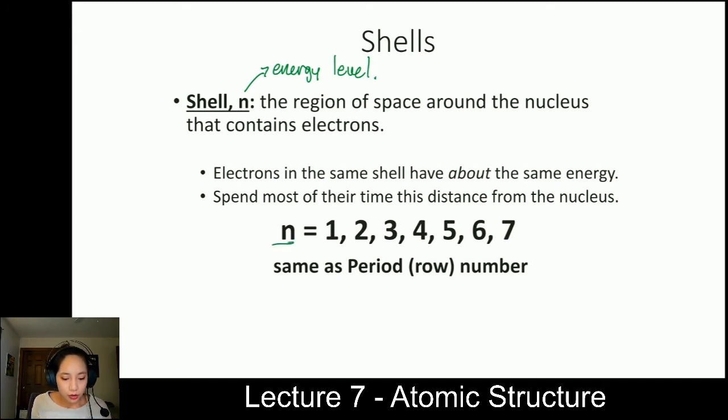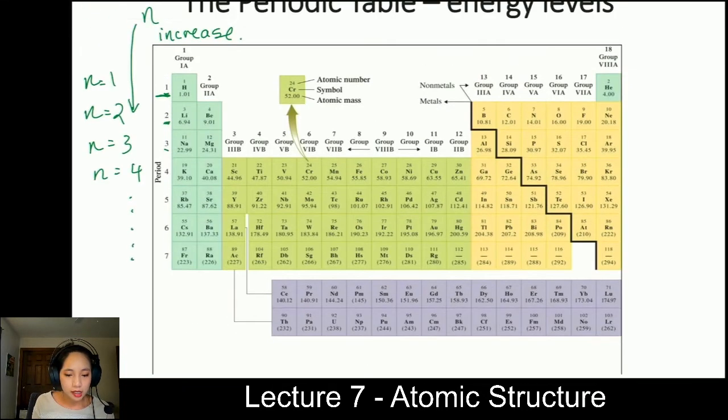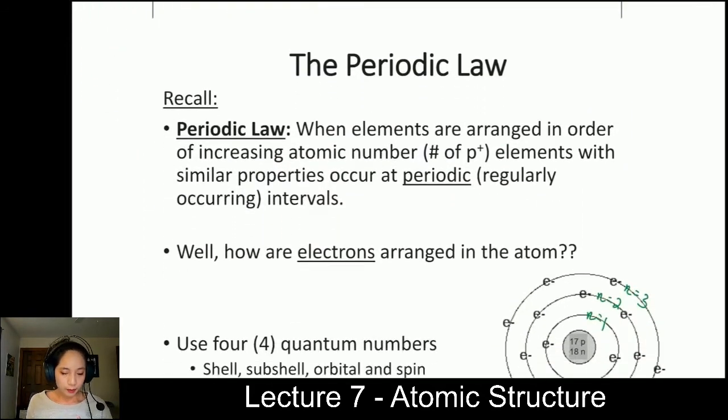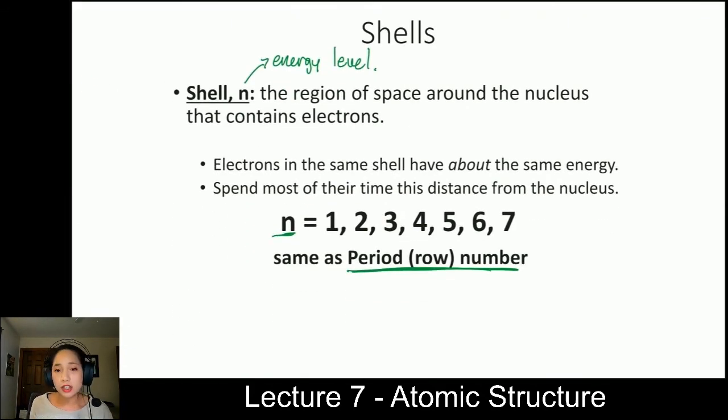These n values are the same as our period rows. What I showed in that periodic table previously, each period row is a shell. So there are electrons in n equals 1, and in n equals 2 we can hold this many electrons, and n equals 3, we can hold that many electrons, and so on. So that is our shell. Electrons in the same shell have about the same energy because they're within the same energy level, and they will spend most of their time at this distance from the nucleus.